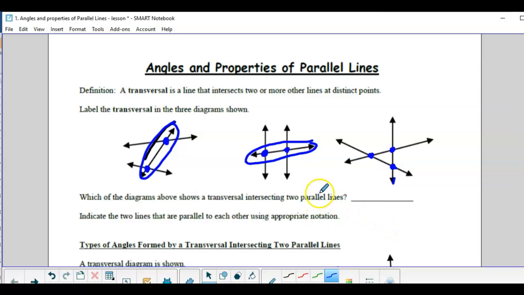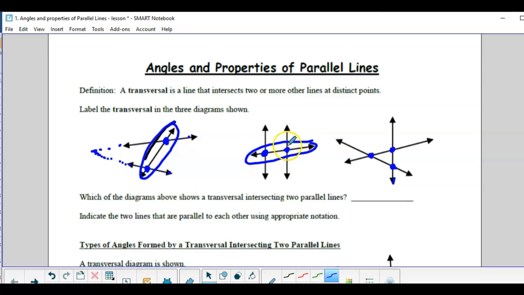Which of the diagrams shows a transversal intersecting two parallel lines? So remember what parallel lines are. They are two lines, or more than two lines, that are equal distance apart. So this transversal here, when I look at the two lines that it intersects, they are not equal distance. If I extend this, in a straight line, those are going to intersect. So those are not parallel. But this one, if I extend these ones, they're never going to meet.